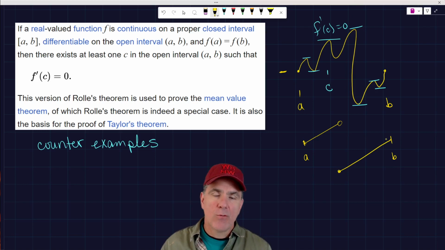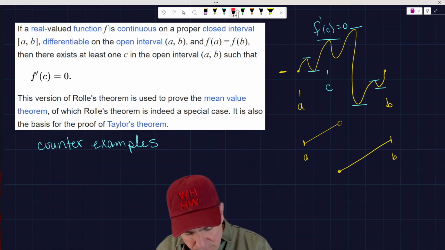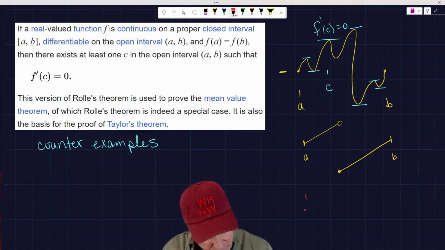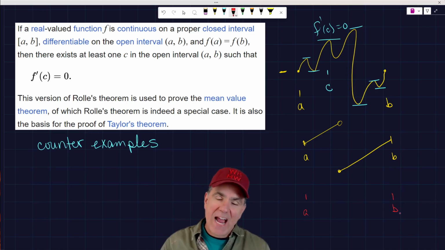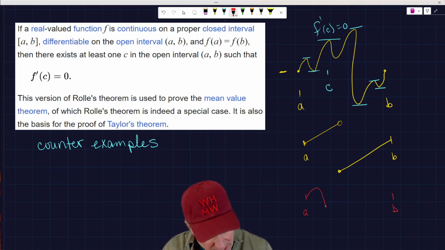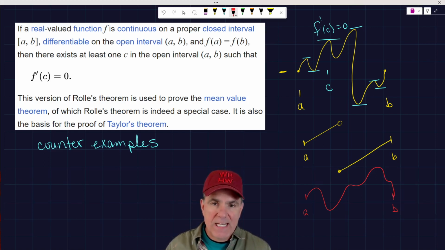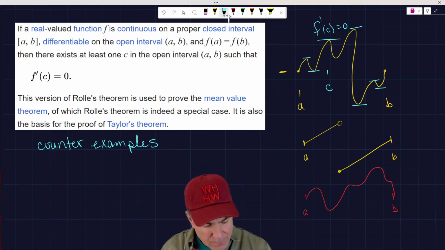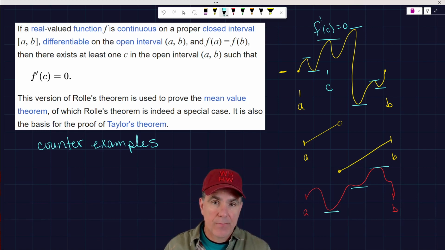So how about the differentiability requirement here in Rolle's theorem? Let's think about another example. I'm going to shift over to my red pen here. So I have an A and a B. Now this one's a little harder for me, right? If I have to have a continuous function, so I have to have a function that somehow is together, I don't see how I'm going to end up with something that doesn't have places where the derivative is equal to 0.